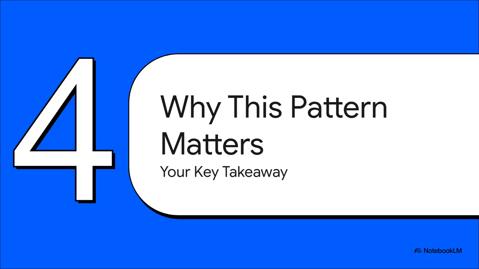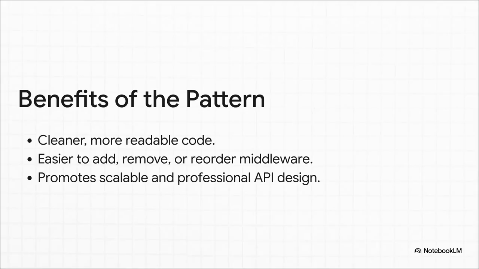So let's really hammer this home and talk about why this matters so much. Because this isn't just some clever little coding trick. That one type definition we talked about, it unlocks this entire pattern. It's a tiny change, but it has a huge impact on how you write professional, production-ready Go. And the benefits are just so obvious, right? First, your code is way cleaner and easier to read. Second, need to add a new middleware? Just drop it in the list. Need to change the order they run in? Just move a line up or down. It's that simple. This is what scalable, professional API design actually looks like in practice.